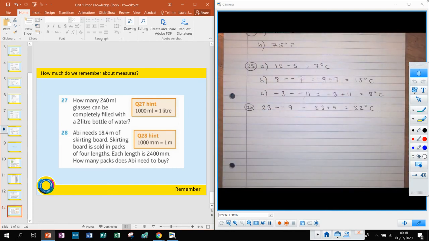Okay, so the last types of measures we're going to look at are capacity, so volume, and also distance. All right, so just press pause, try question 27 and 28, use the hints to help you, and then we will go through the answers.